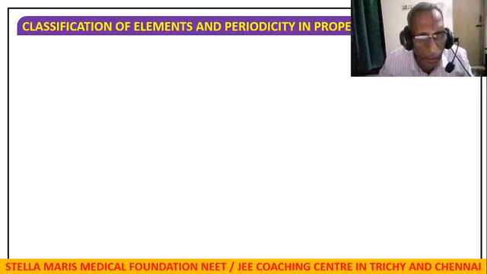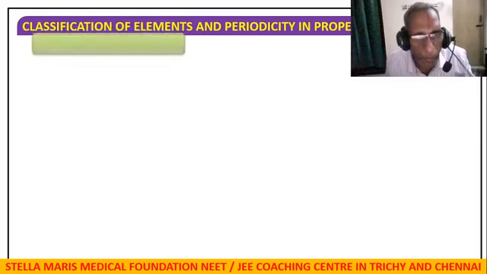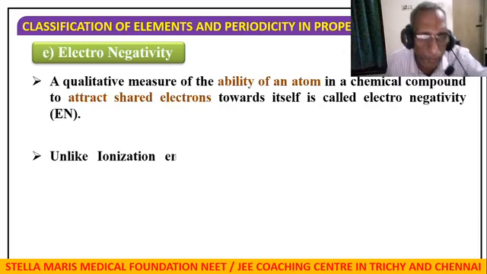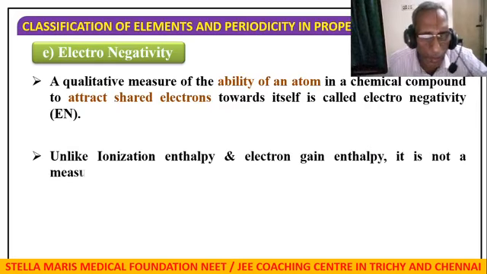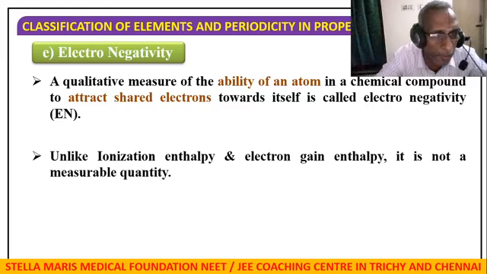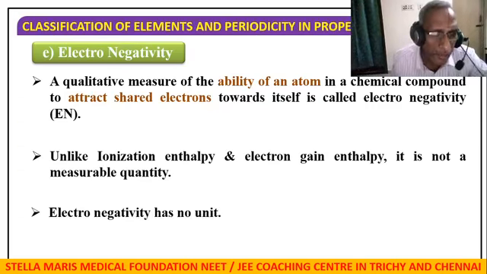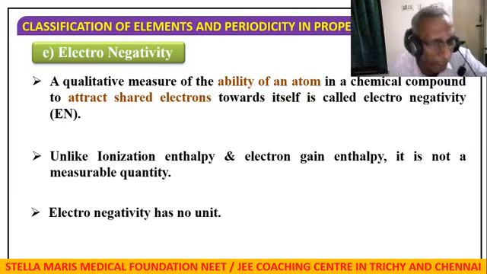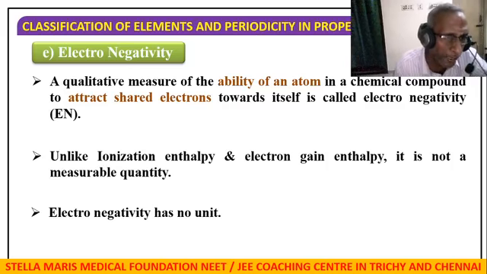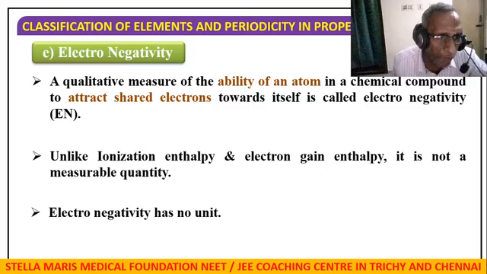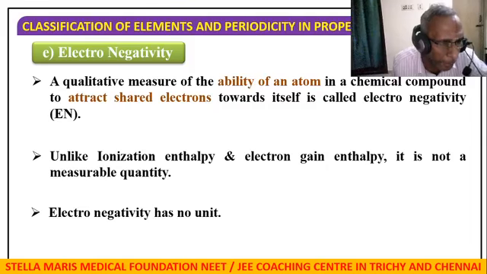With this we can limit, but carefully understand. Ionization potential and electron gain enthalpy, it is not easily measured. Ionization energy has the unit of energy. Electron gain enthalpy has the unit of energy. But electronegativity has no unit. It is merely a number.